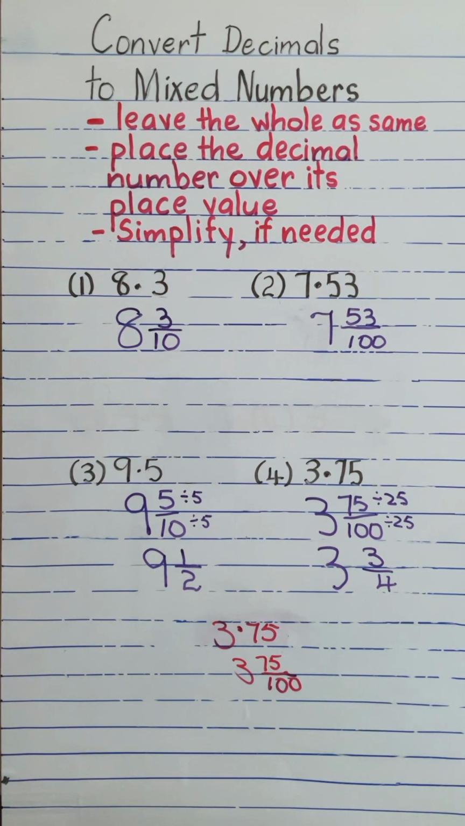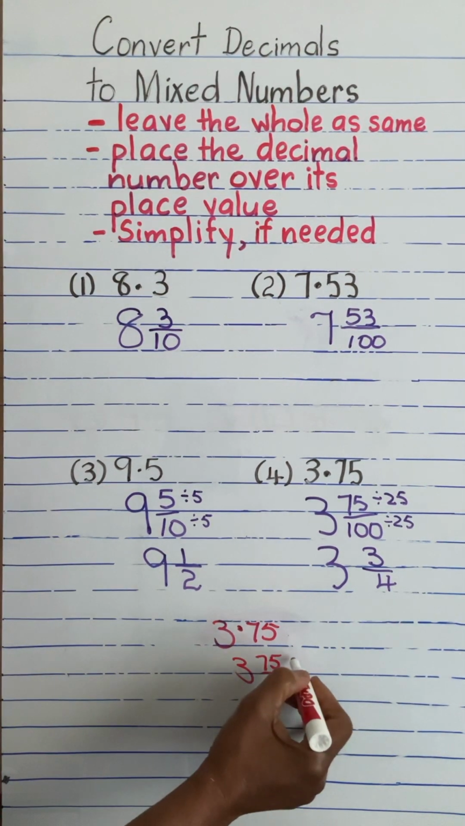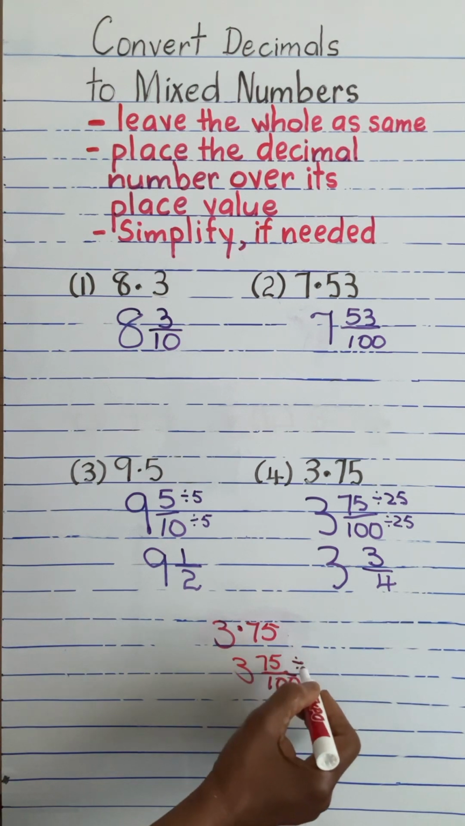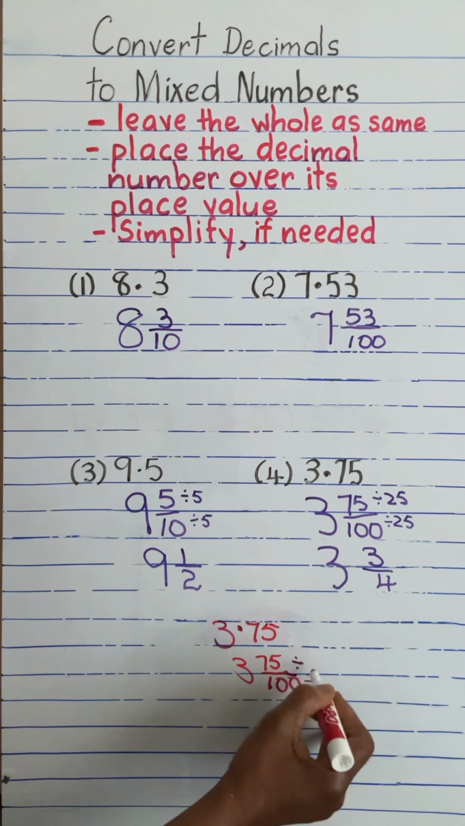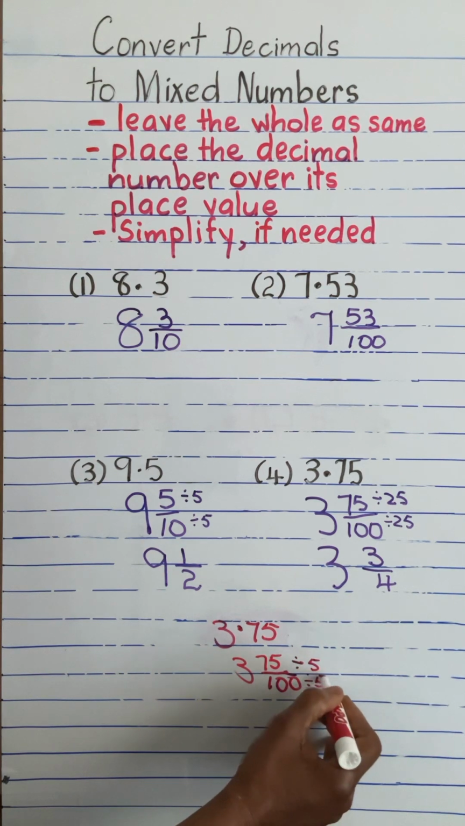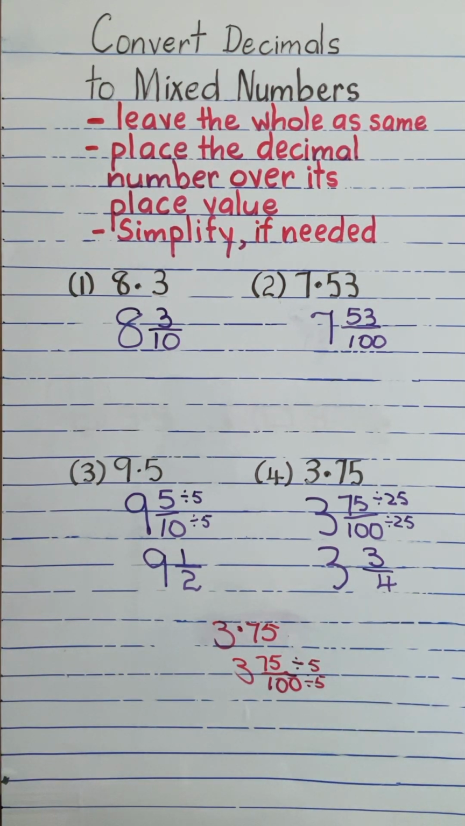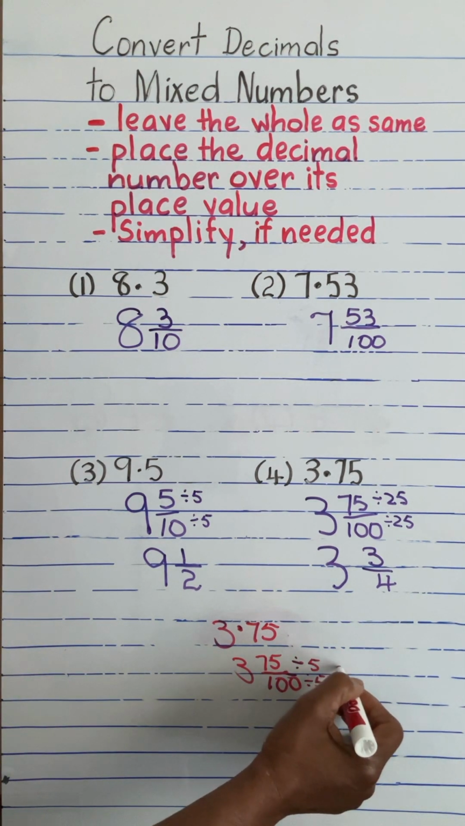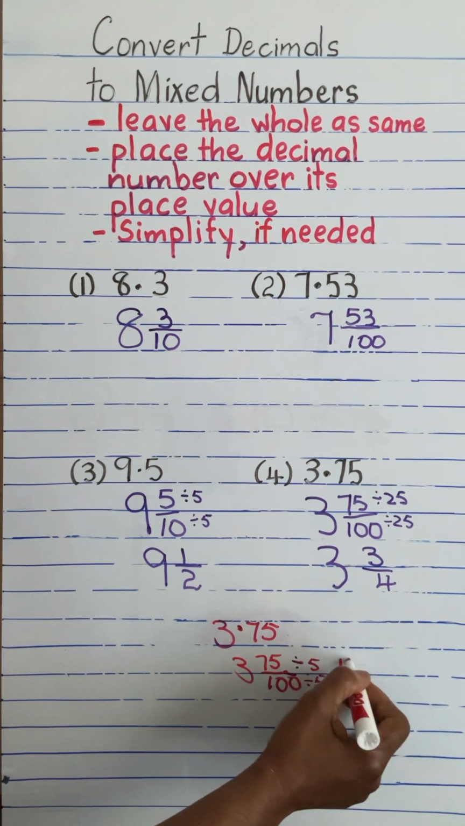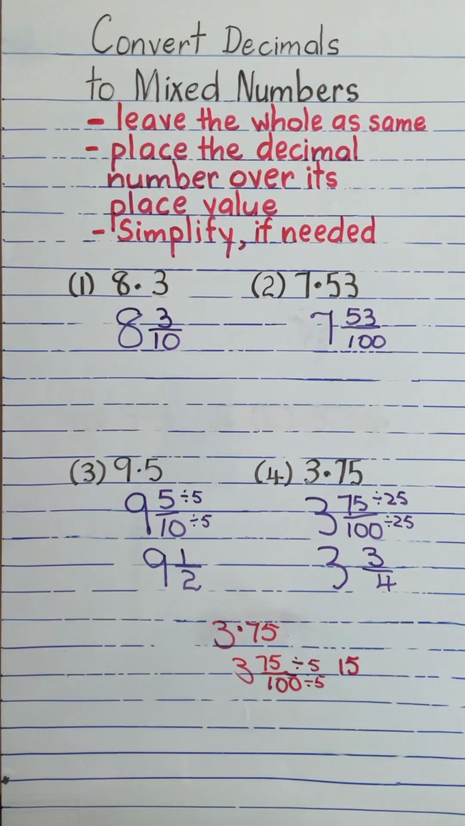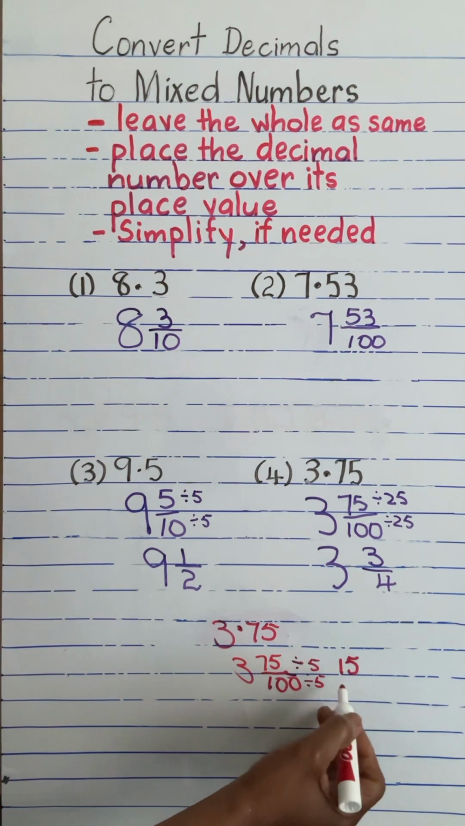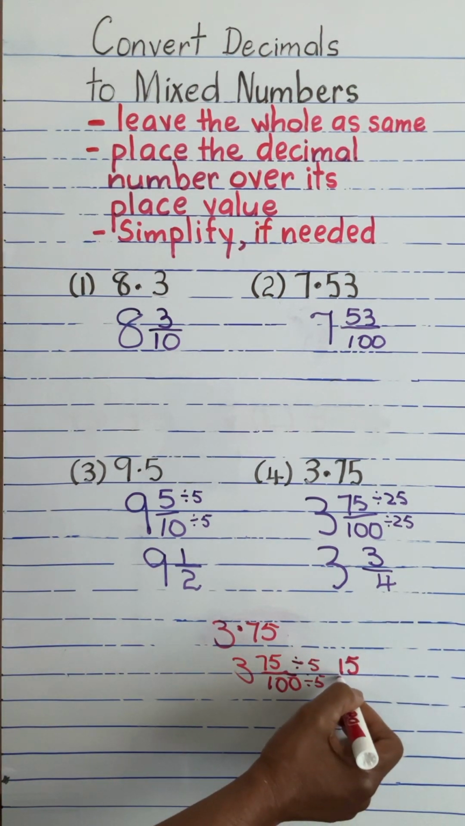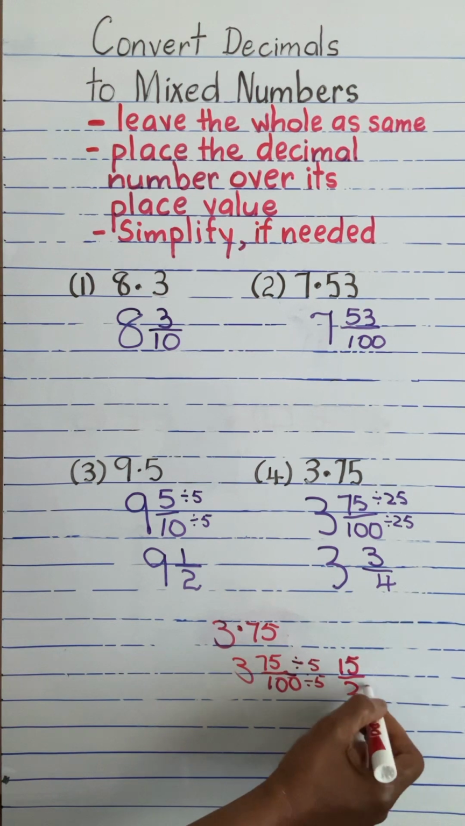So first, let's divide by 5. Divide by 5. 75 divided by 5 is equal to 15, and 100 divided by 5 is equal to 20.